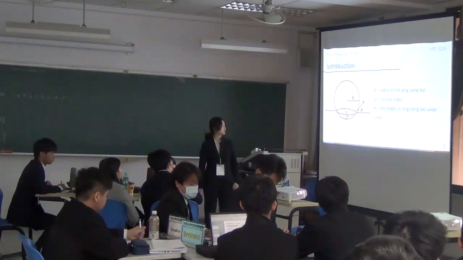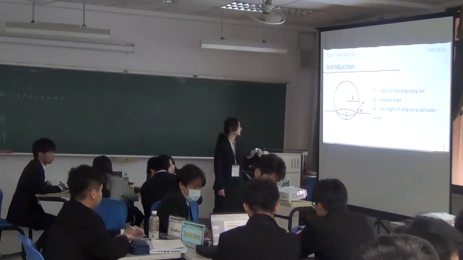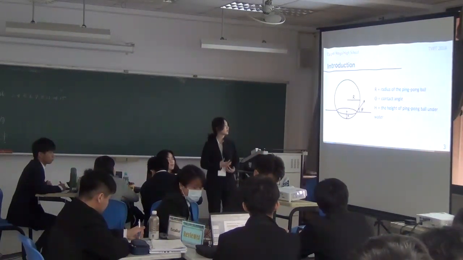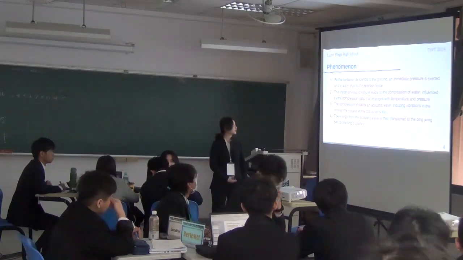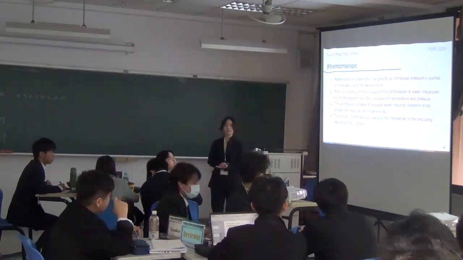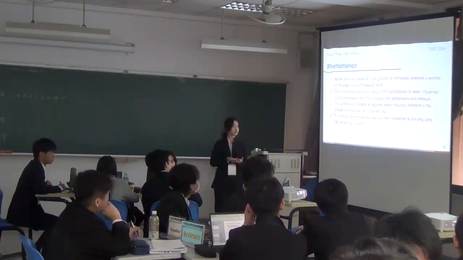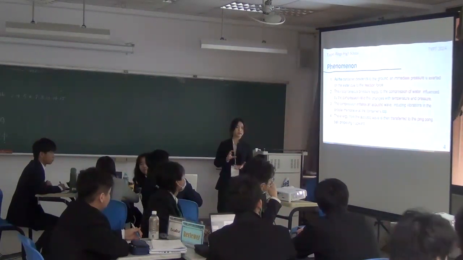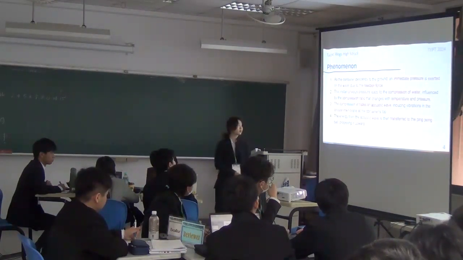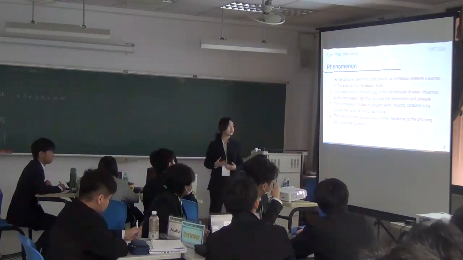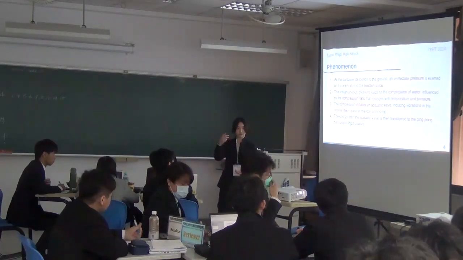So first, we'll start with an introduction of the ball and water system. These are the radius of the ping pong ball, contact angle, and the height of the ping pong ball underwater. So we'll start with the phenomenon. As the container descends to the ground, an immediate pressure is exerted on the water due to the reaction force. Then the pressure compresses the water, which is influenced by the compression ratio. And the compression ratio changes with the temperature and pressure. And next, the compression initiates an acoustic wave. And this acoustic wave is transferred to the ping pong ball, which launches the ping pong ball to a great height.